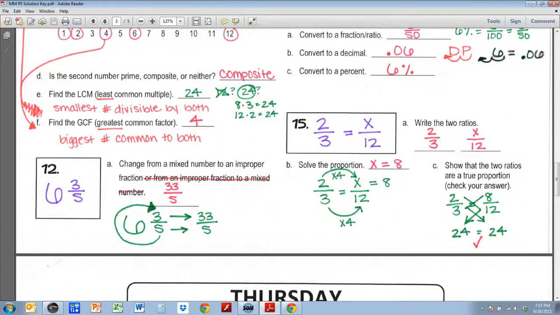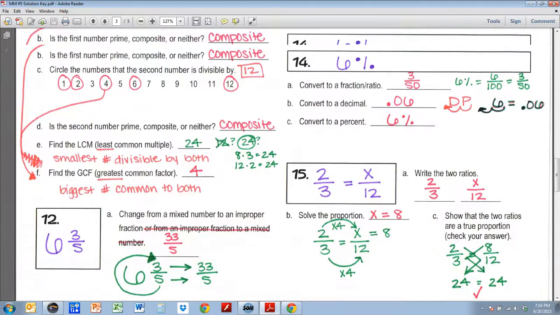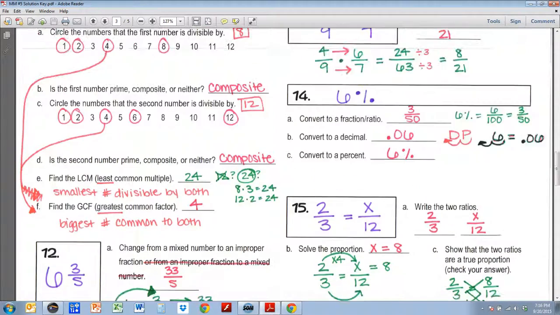Okay, so let's go to number 12. You guys should all know how to do this. Again, you've been doing this since 4th grade. It says change from a mixed number to an improper fraction. So, of course, we would go around. 5 times 6 plus 3 is 33. And then just drag your 5 over as your denominator. So you have 33 fifths.